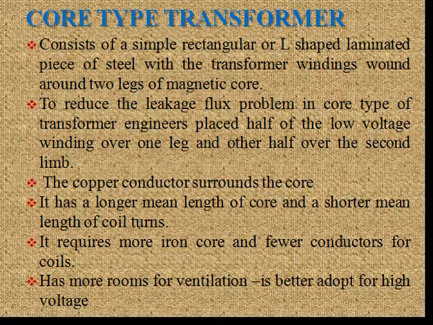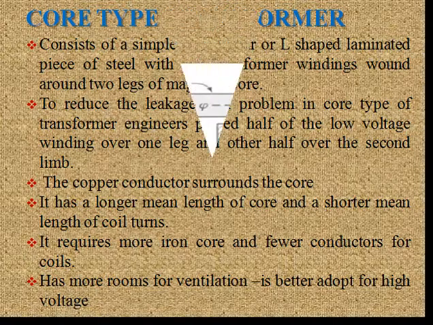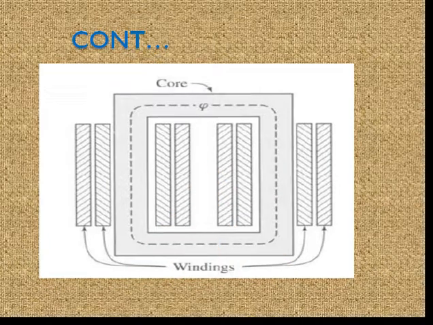The copper conductor surrounds the core. It has longer mean length of core and shorter mean length of coil turns. It requires more iron core and fewer conductors for coils. Core type transformers have more room for ventilation. It is better adapted for high voltage. This figure indicates the core type transformer.